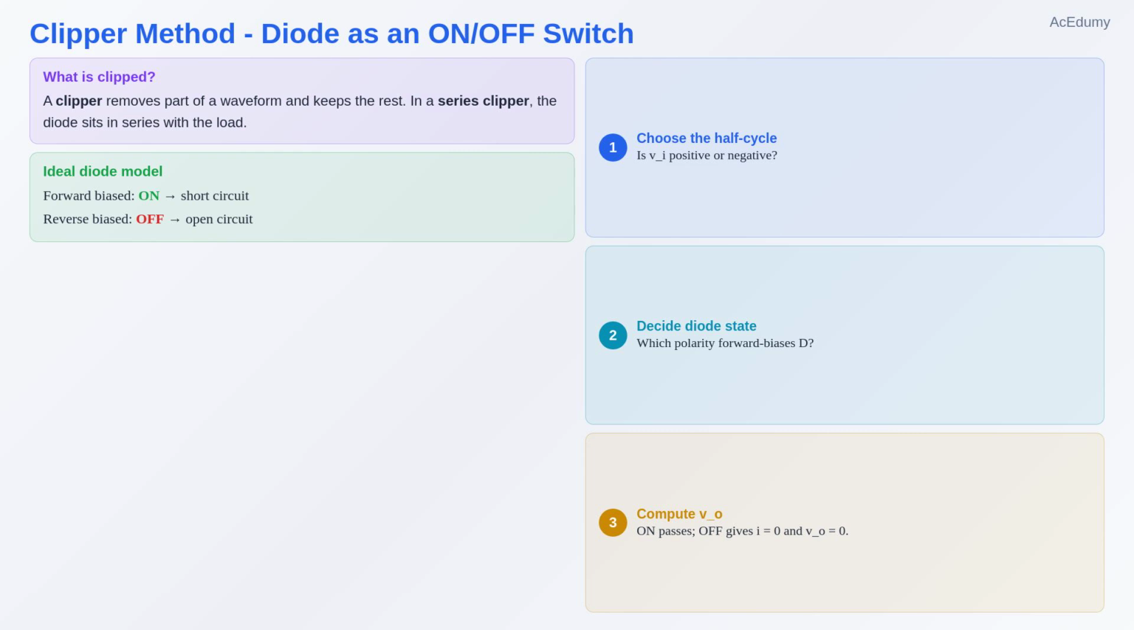Our analysis method is always the same. First, choose the input half cycle. Is Vi positive or negative? Second, decide whether the diode is on or off. Third, replace the ideal diode with a short circuit when it is on or an open circuit when it is off. Then compute the output voltage VO across the resistor. Today we will compare two orientations, the positive series clipper and the negative series clipper.